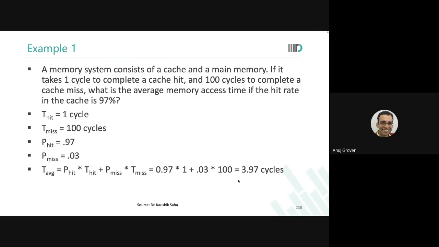Do you see the difference? Even though my L2 cache access has 8 cycles, just because I introduced L2 cache, my access time reduced from 3.97 to 1.23. That is why we are going to different, additional levels of hierarchy, because this is the kind of gain that you start to see. Now you can play with these numbers of P hit for L1 cache and L2 cache and arrive at different kinds of combinations.